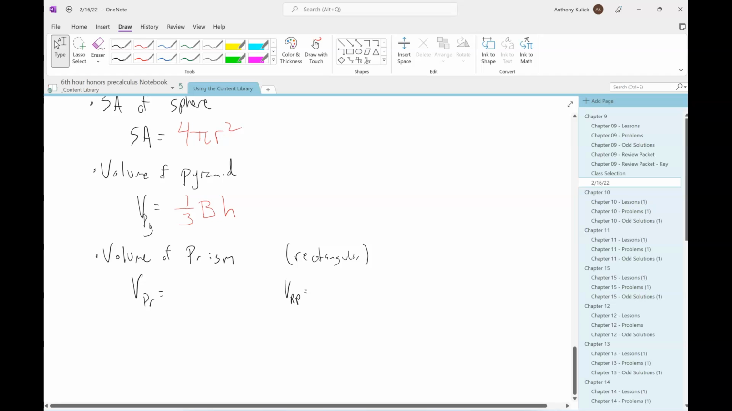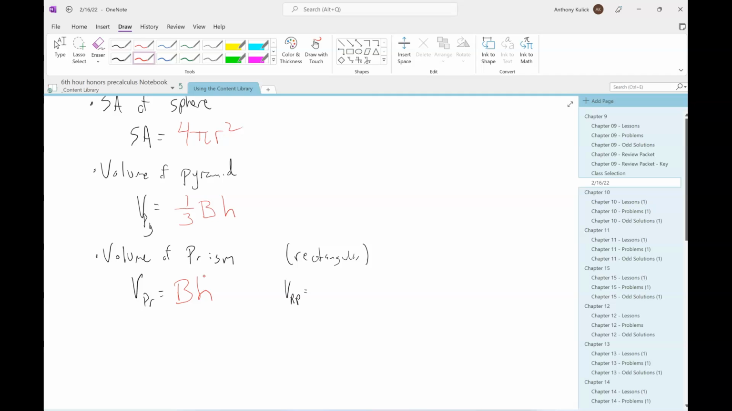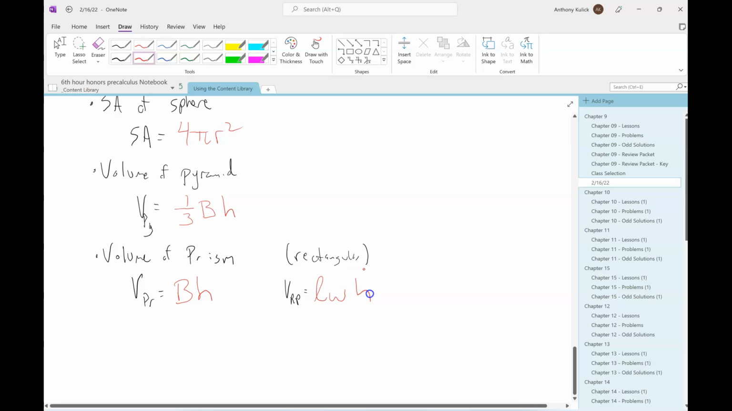So the volume of a prism in general: area of the base times the height. If you're talking about a rectangular prism, the base is a rectangle, so length times width would be the area of your base, and then you have times height. That's the familiar box formula we probably remember from geometry, length times width times height. I usually think about it as area of base times height, though, because it's more general, since we'll definitely see prisms that aren't rectangular prisms.